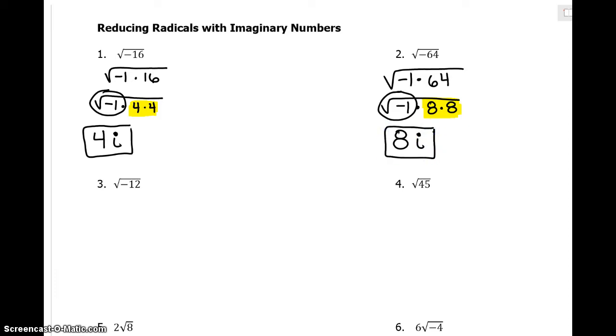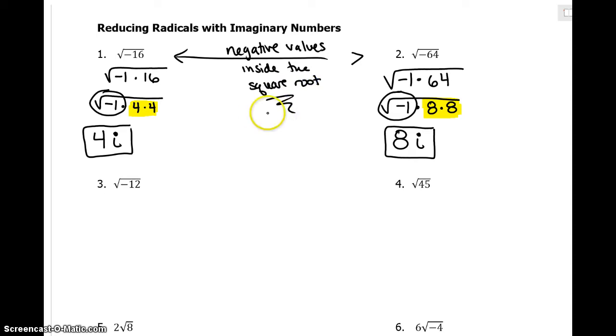But I also recognize that the square root of -1 is i, so the answer is going to be 8i. Now, notice that in both of these, we have negative values inside the square root. Okay? And that's when the i tends to be coming out. So just kind of a side note for yourself.